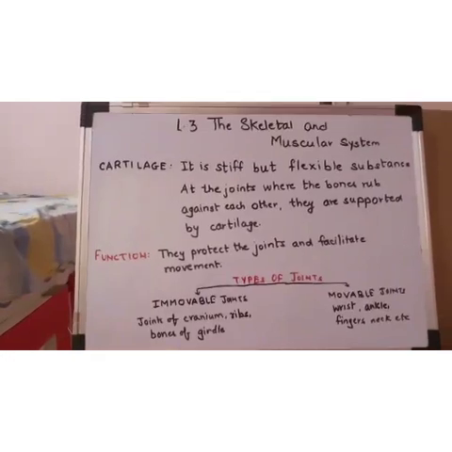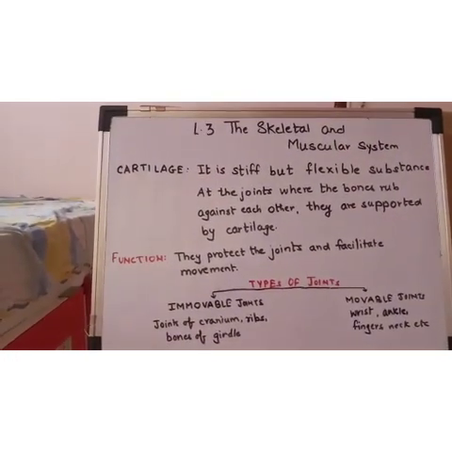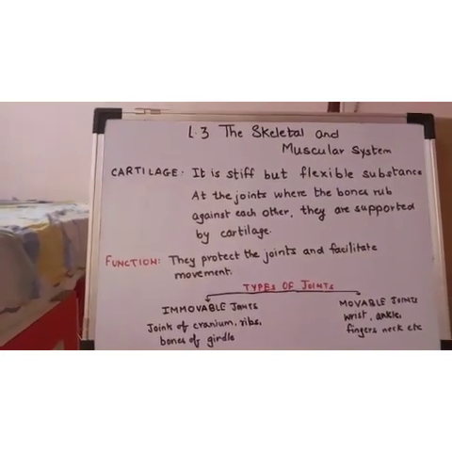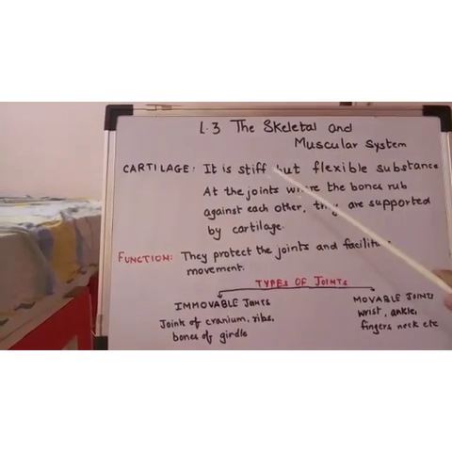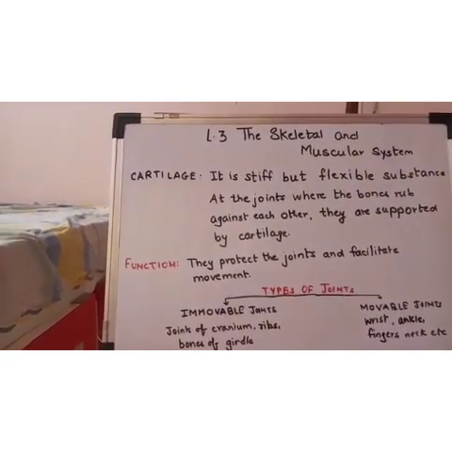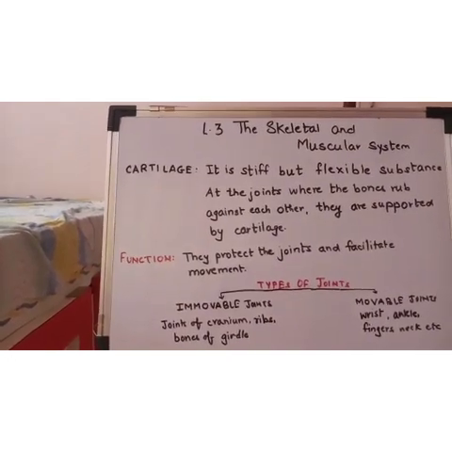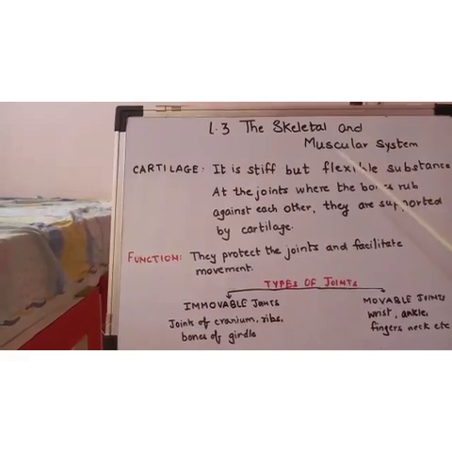We will see the next part, that is cartilage. It is a stiff but flexible substance. I repeat, cartilage is a stiff but flexible substance. The meaning of stiff is firm and difficult to move. So please remember, cartilage is a stiff but flexible substance.